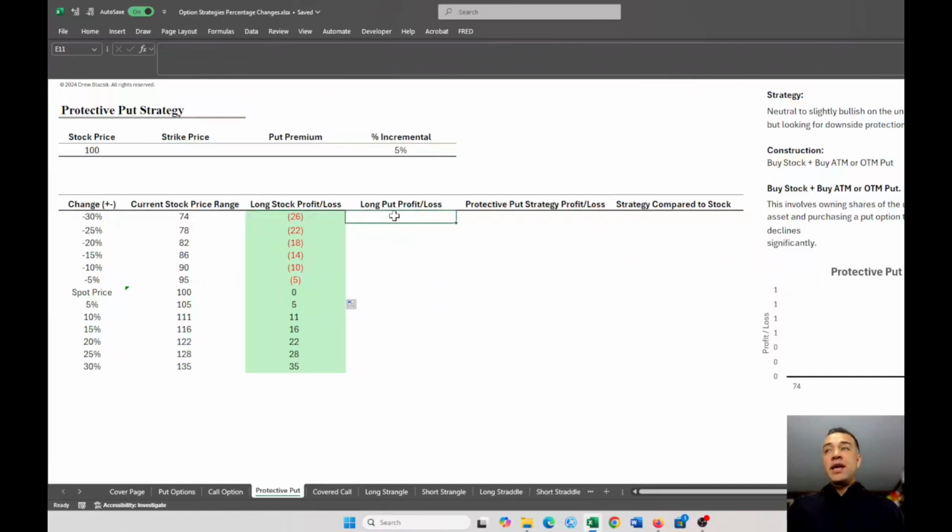So how do you make a protective put? Well, we're going to make a protective put by buying the put and buying the stock. So what I'm going to do is show you an example of what it's going to look like if it's in the money. I have a right to sell, and then I'm going to drag that down to do the rest.